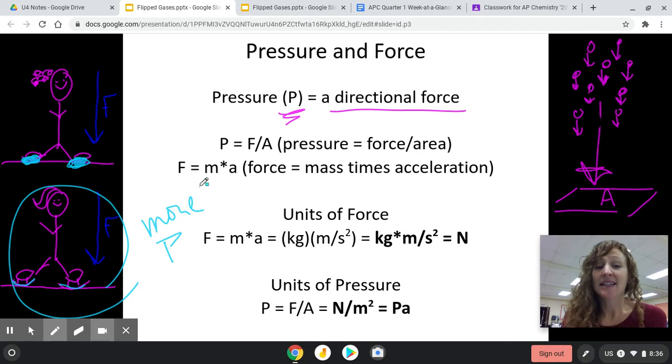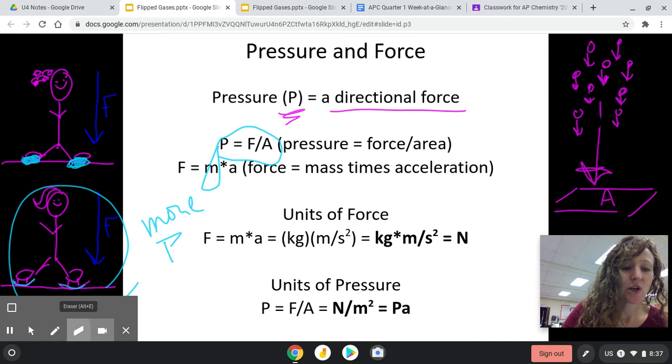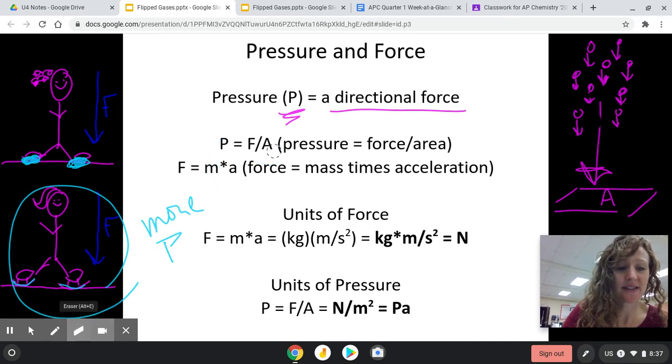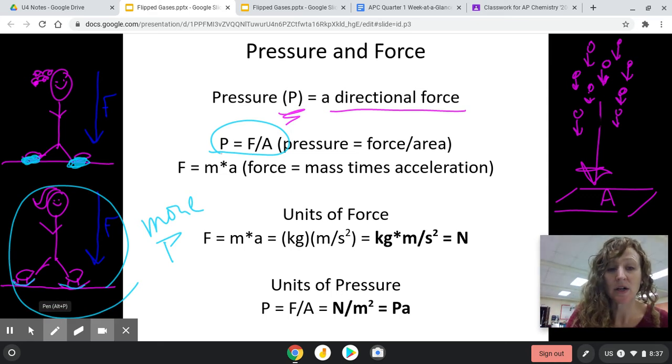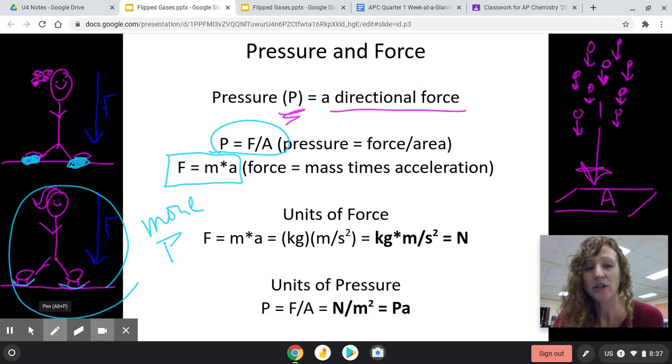Okay, so now that we kind of know what pressure is, force over area, let's look at force a little bit more closely. The equation for force is mass times acceleration. So if either one of these components increases, force is going to increase. If mass increases, force increases. If acceleration increases, force increases.